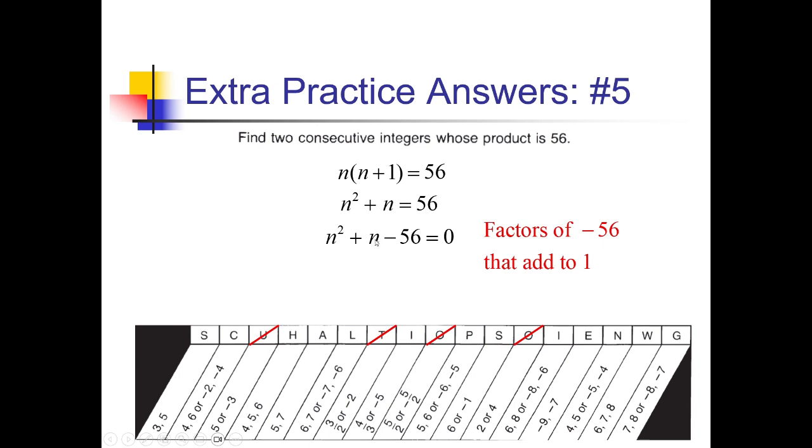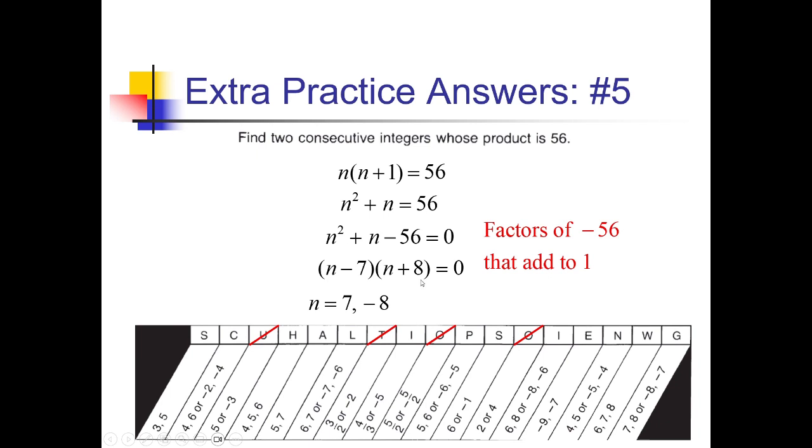Let me think. 7 and 8. 7 and 8 go into 56. And I can get 1 out of that if I have a negative 7 and a positive 8. So I'm going to write n minus 7 and n plus 8. That gets me 2 n values that zero each of these out. So for this first one, I have n equals 7. And I also have n equals negative 8 for this next one.